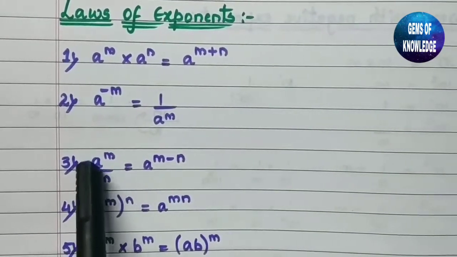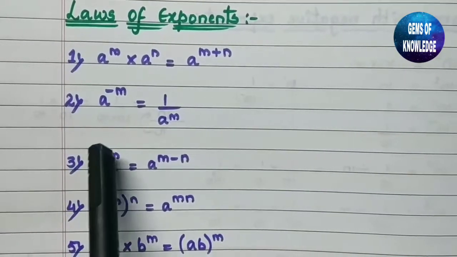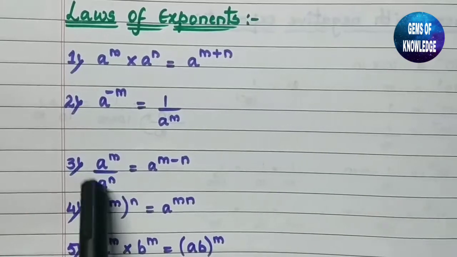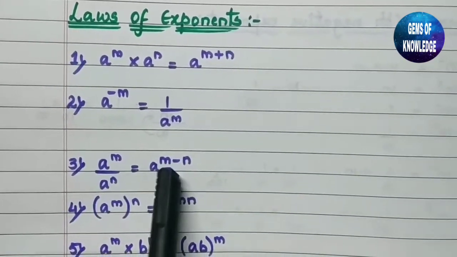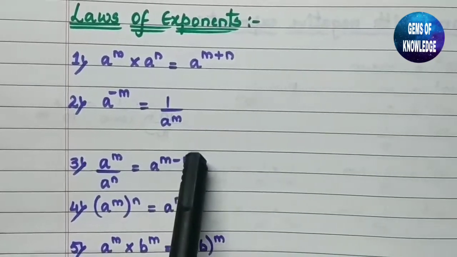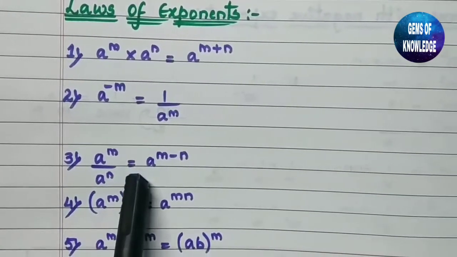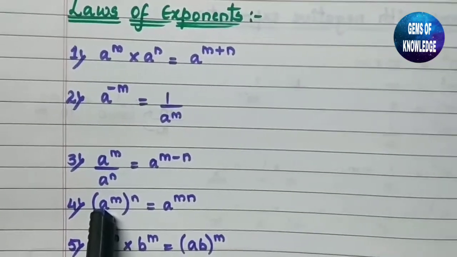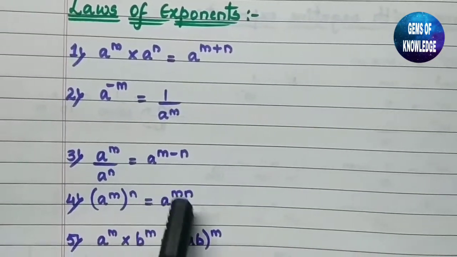Next, the third one is a to the power of m divided by a to the power of n. When two bases are the same and they are divided with different powers, we can subtract those powers. In case of multiplication of powers, if a single base is given with two powers on it, we can multiply both the powers.